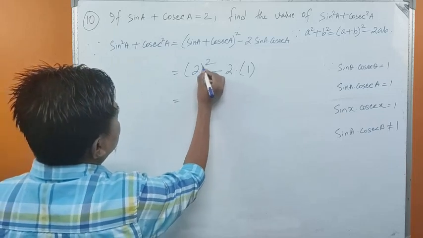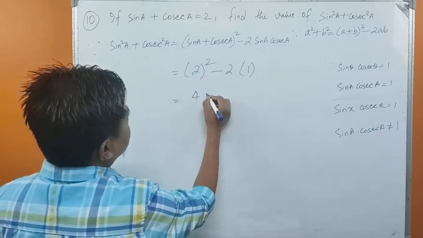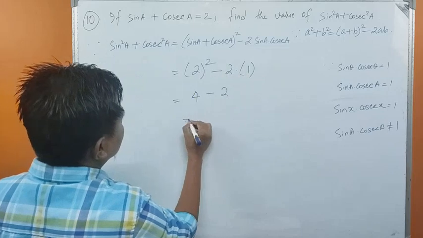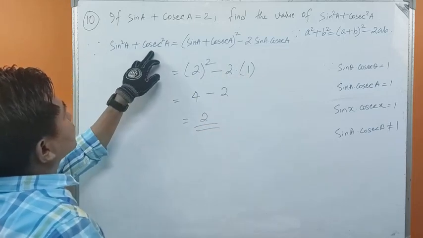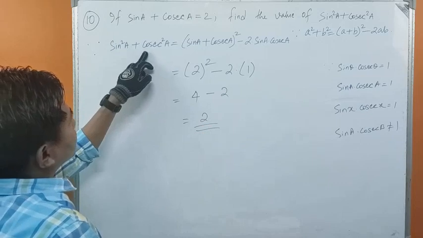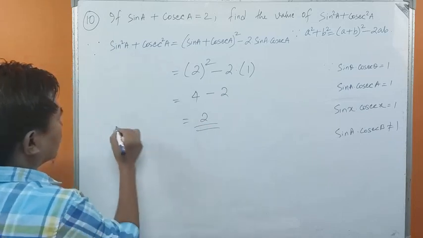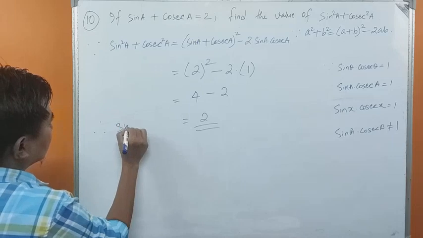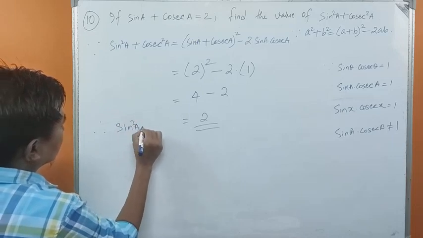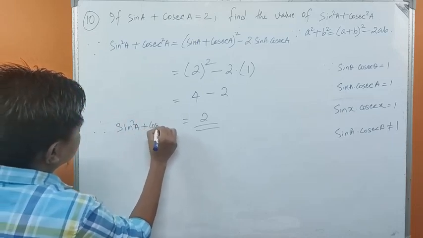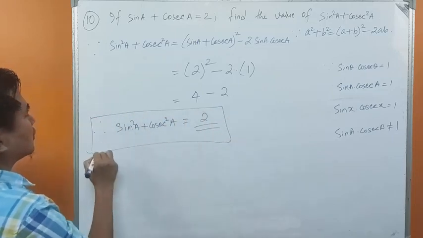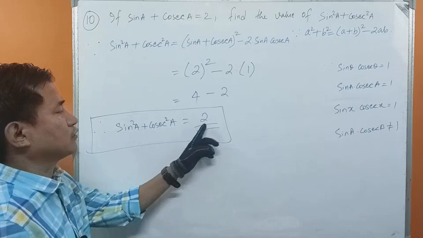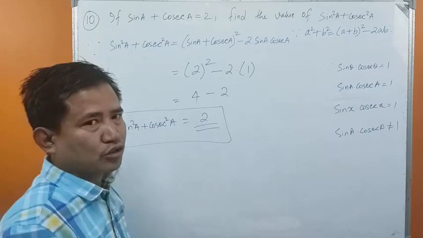Now 2 squared is 4 minus 2 ones are 2. So 4 minus 2 is 2, isn't it? So we are asked to find the value of sin square a plus cosec square a. The value of sin square a plus cosec square a is 2. Therefore sin square a plus cosec square a equals 2. Okay, now let us do the next question.